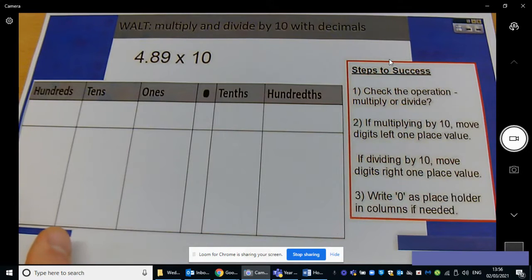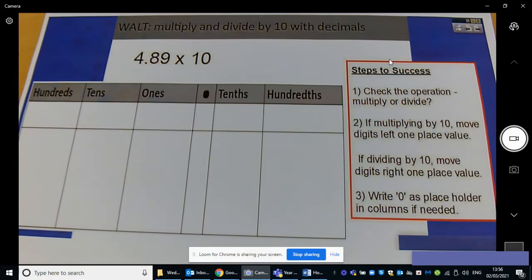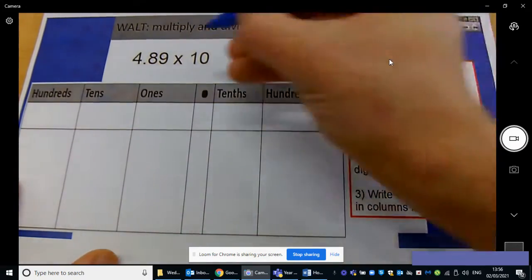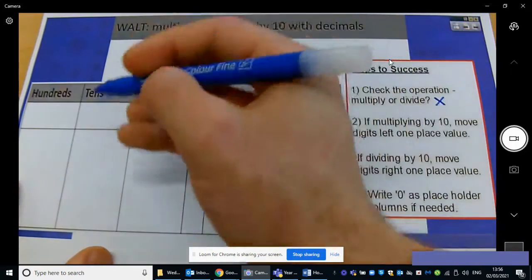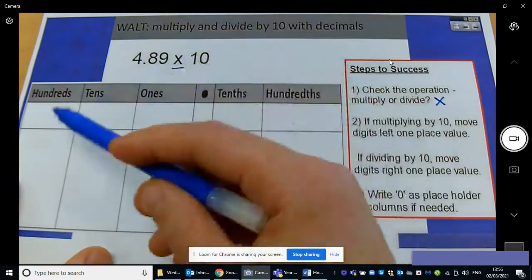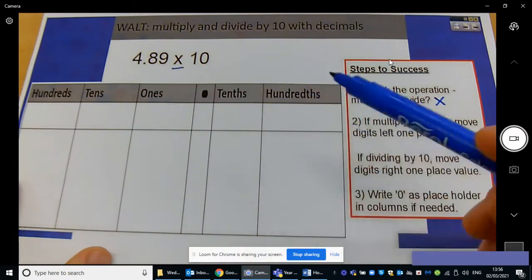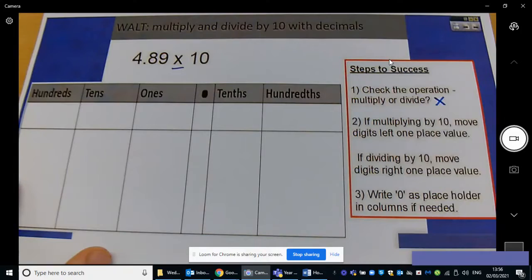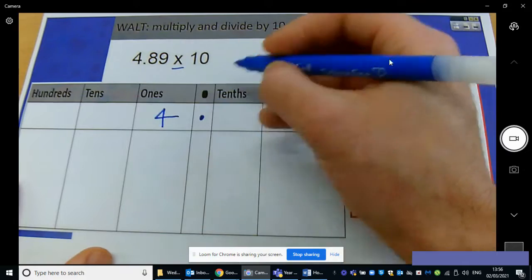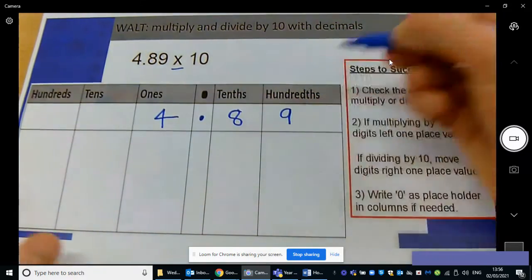Okay, so our next one here, 4.89 times 10. 4.89 times by 10. So step 1, check the operation, multiply or divide. Are we multiplying or are we dividing in this? Good, we are multiplying, absolutely, it says so there. Now, what is the highest place value? Is it hundreds, tens, ones, tenths, or hundredths in this number here? Good, it's going to be ones, because there are 4 of those. Decimal point, 8 tenths, and 9 hundredths.